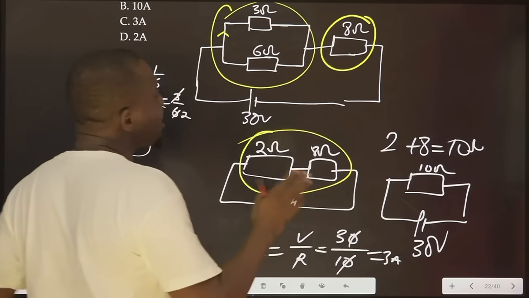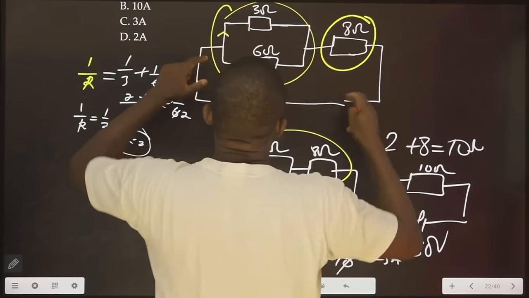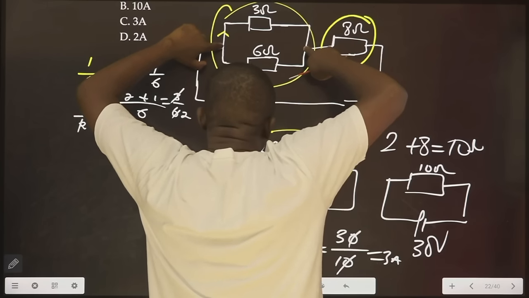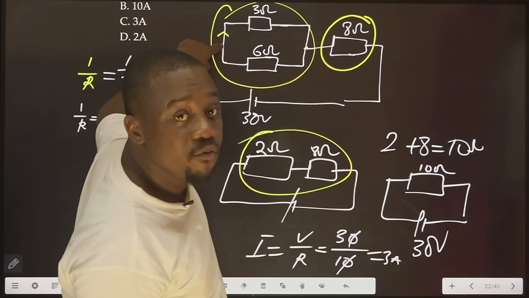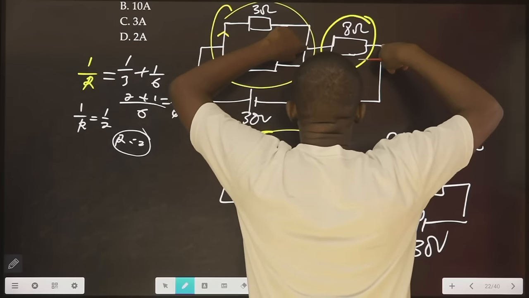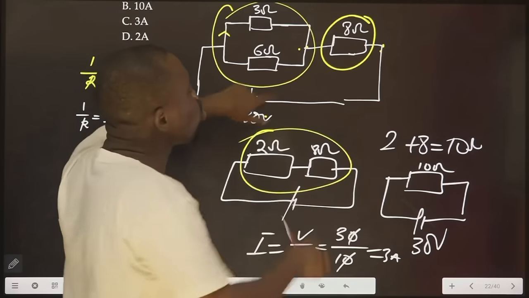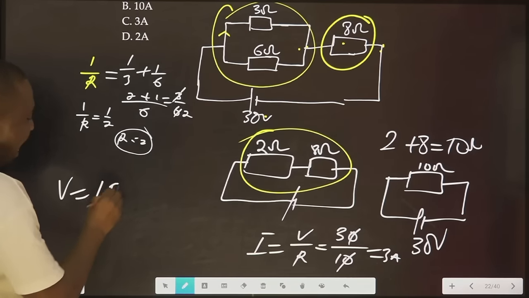That is, because this group and this group are in series, the voltage here at this end is equal. It means this one and this one are maintaining the same voltage. So this one has its own voltage, and this group versus this are sharing this. To know what this one is taking, we do V equals IR.